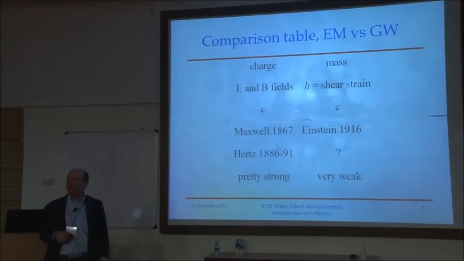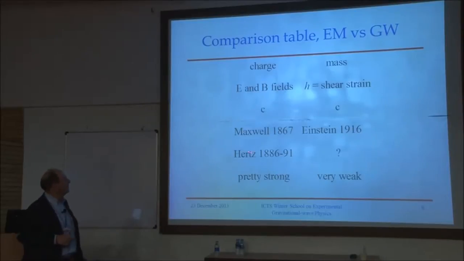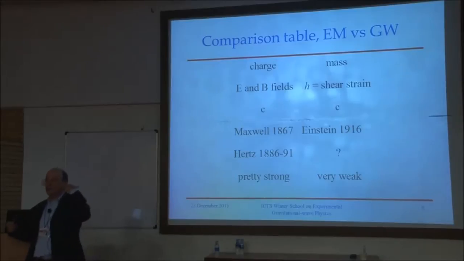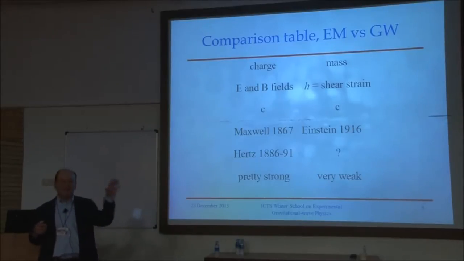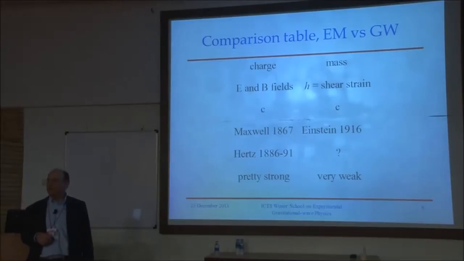The predictor of electromagnetic waves was Maxwell in 1867, Einstein in 1916 for gravitational waves. The person who detected with a dedicated experiment, of course, we all detect electromagnetic waves every day of our lives, but the person who built an actual laboratory experiment that piece by piece checked all of Maxwell's predictions was Hertz in 1886 through 1891.